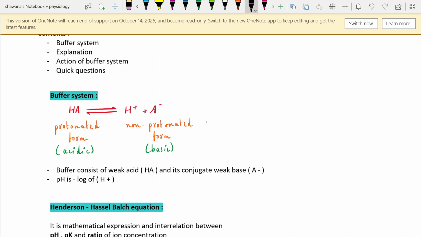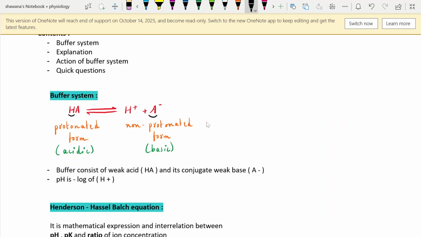First of all, we have discussed that a buffer can exist in two forms: the protonated form and the non-protonated form. Protonated form means that a hydrogen or proton is attached to it, and non-protonated form means that the hydrogen or proton is detached from it. But we need to understand that a good buffer system must have both the protonated form as well as the non-protonated form of the buffer. In this condition, it will act as a good buffer.